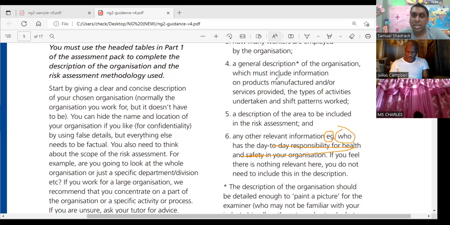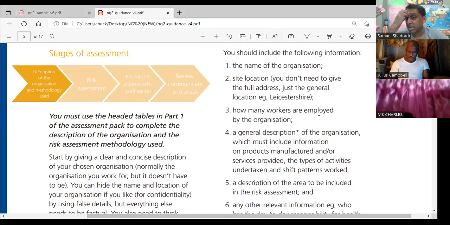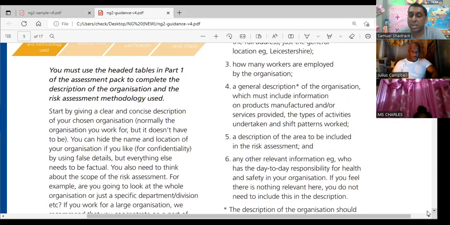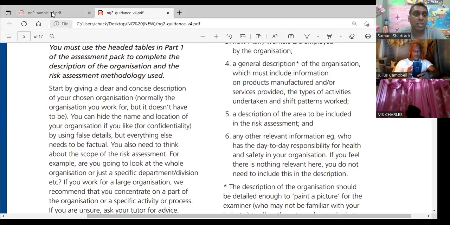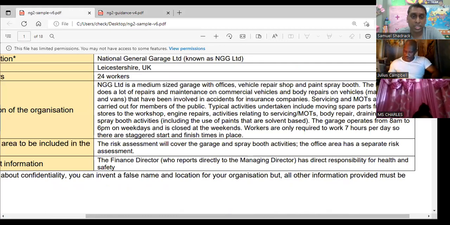So just take a mental look at that. I don't expect you to remember all 6 now. But what we expect is that when you go to write yours, you follow this sample: name of the organization, you must have the location, that includes the products manufactured, the shift pattern. So there is a sample, I'll bring it up here. And I'll look at the 2 comments in the chat boxes there, right?